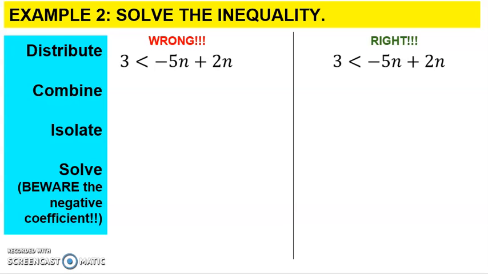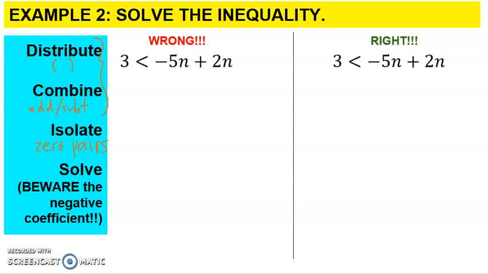Okay, so we distribute, which is multiplication. We combine, which is add or subtract. Remember, these first two, it's left, then right, left, then right. Then we isolate with our 0 pairs. And then we solve, and we're going to watch for the negative coefficient, right?